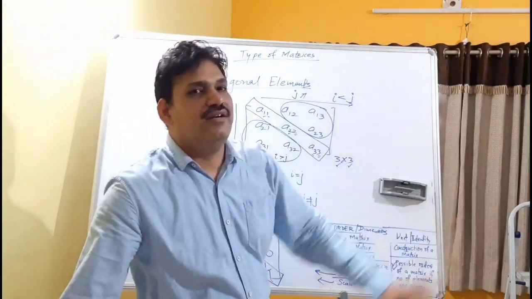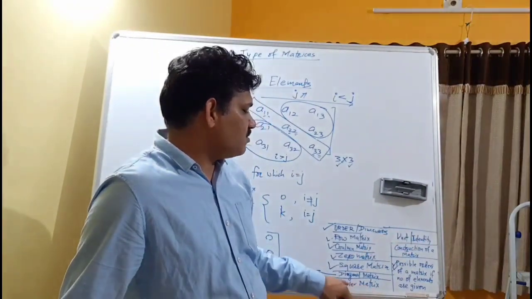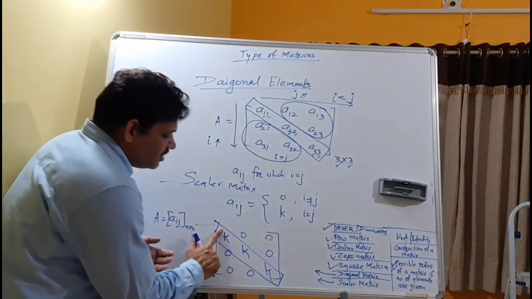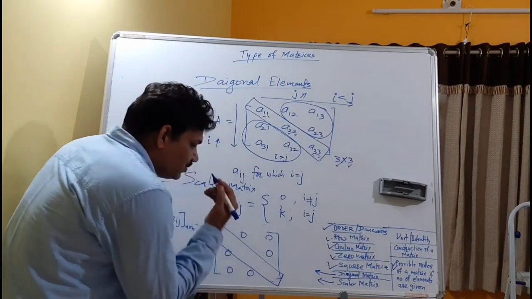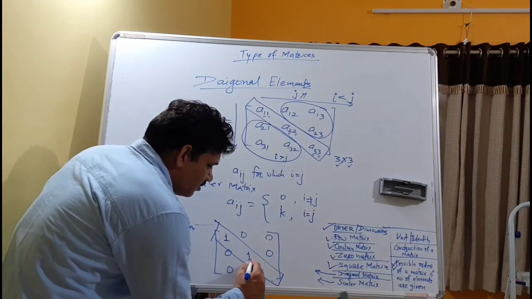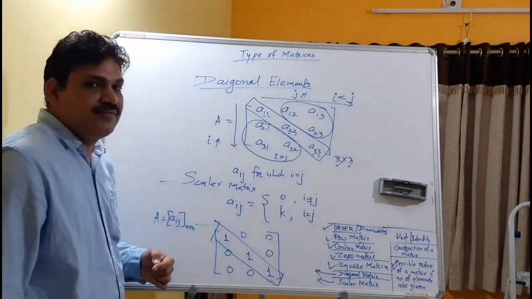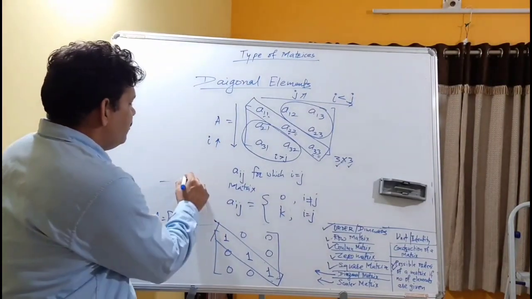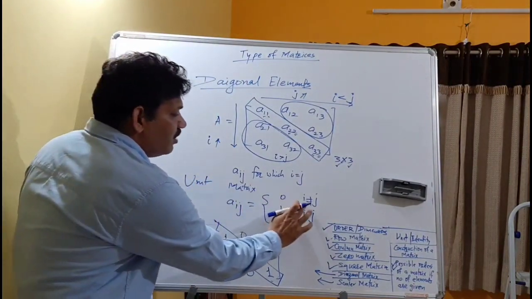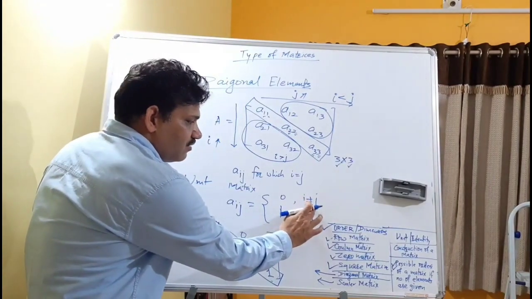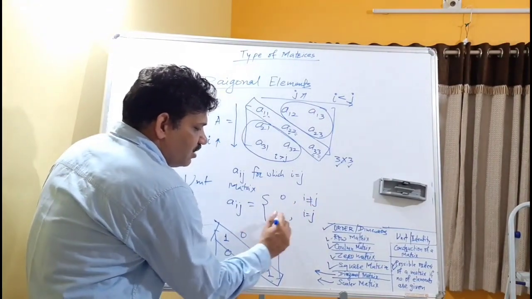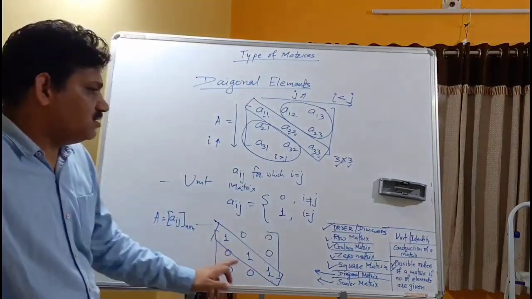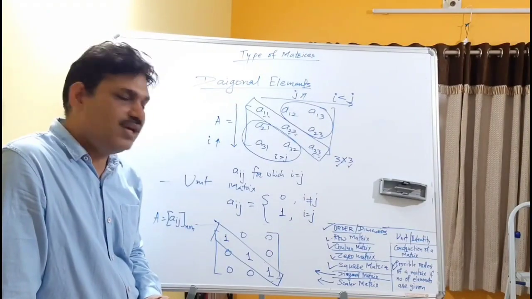Next is the unit or identity matrix. A unit or identity matrix is also a scalar matrix or a diagonal matrix in which all the elements in the leading diagonal are unity, that is 1. So the definition for a unit matrix is that all the non-diagonal elements must be 0 and all the elements in the diagonal must be unity, that is 1. So this is a unit matrix.